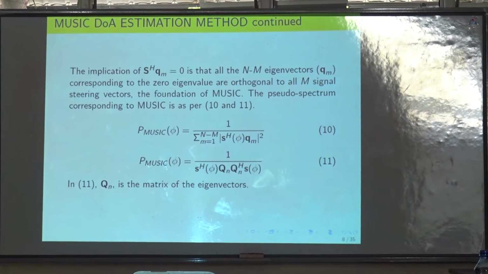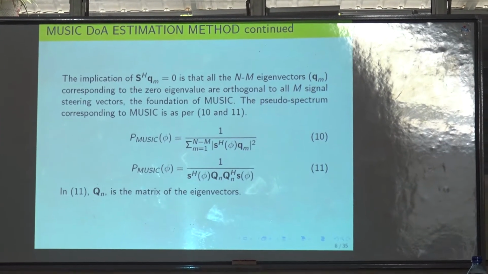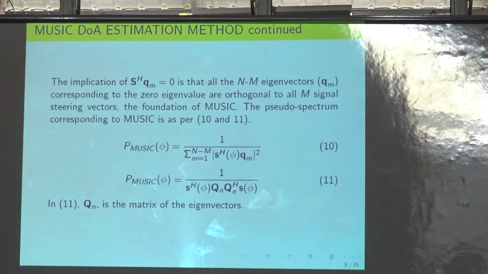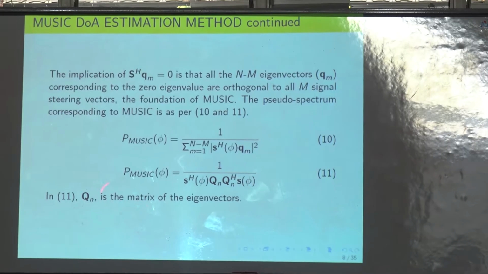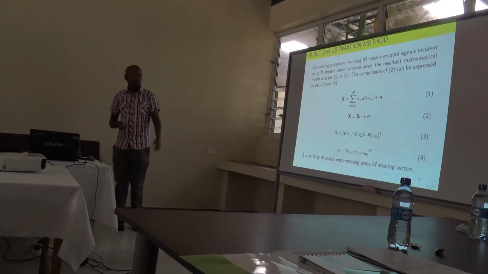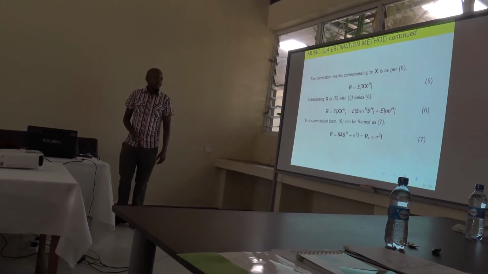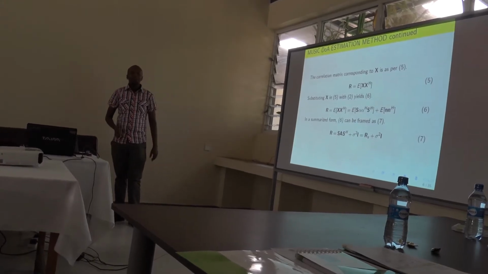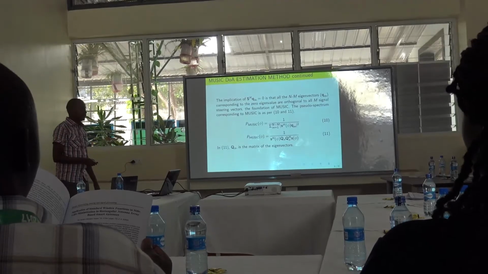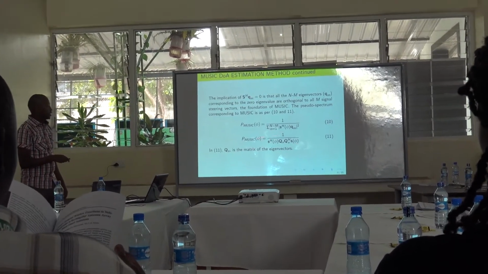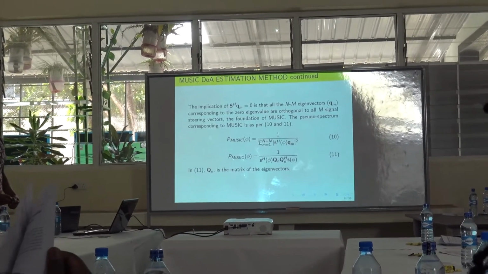Equation 2 is basically equation 1 in a slightly different format. Equation 3 is basically a matrix representative of the entire steering or array response vectors corresponding to the problem at hand. With some slight manipulations, the MUSIC direction of arrival estimation method, at the end of the day, turns out to be this particular expression.